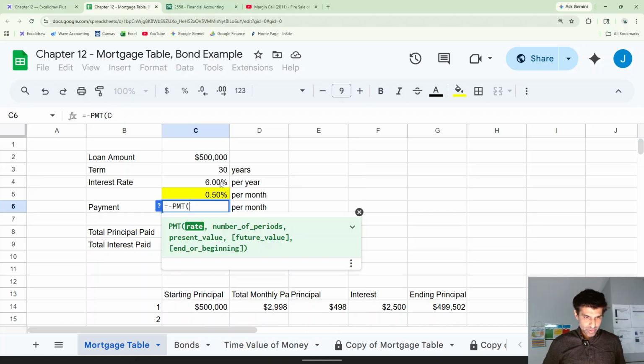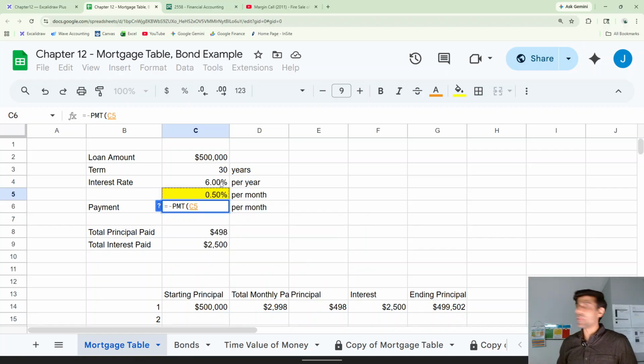Okay, first it's asking for the rate, and that means the interest rate. The thing you have to remember about this PMT function is that if you want a monthly payment, you have to give it a monthly interest rate. That's why I have this 0.5. Because if I put 6%, it's going to assume 6% per month, which is a really high interest rate. If you wanted a yearly payment, you could put 6%, but then it's going to tell you the payment amount if you're paying once a year.